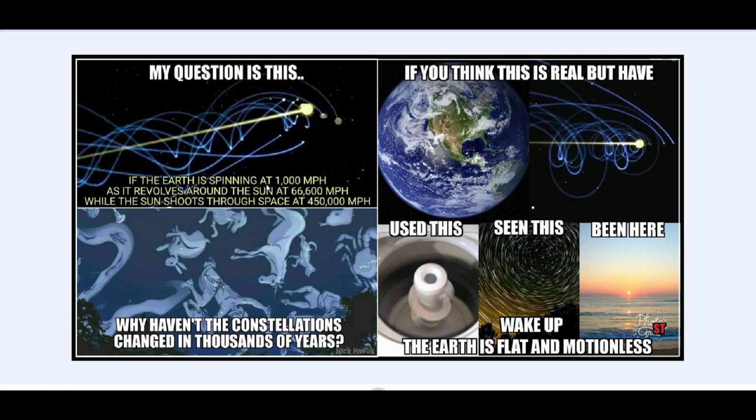My question is this. If the Earth is spinning at 1,000 miles per hour, as it revolves around the Sun at 66,600 miles per hour, while the Sun shoots through space at 450,000 miles per hour, why haven't the constellations changed in thousands of years? Vibes of Cosmos in the 7 books explains a lot. If you think this is real, but have used this, seen this, and been here, wake up. The Earth is flat and motionless.